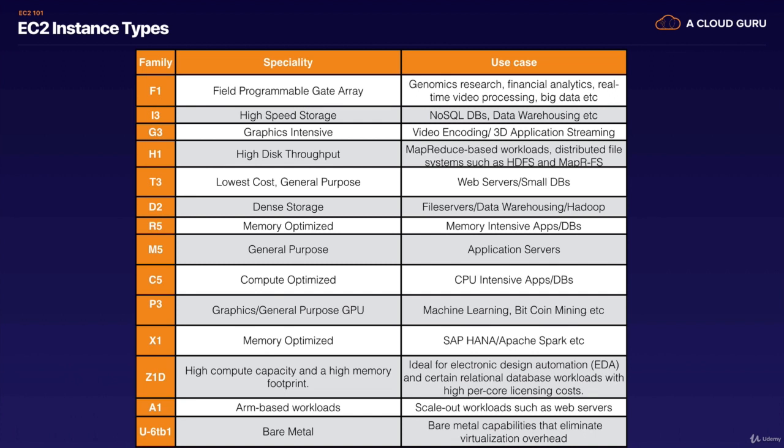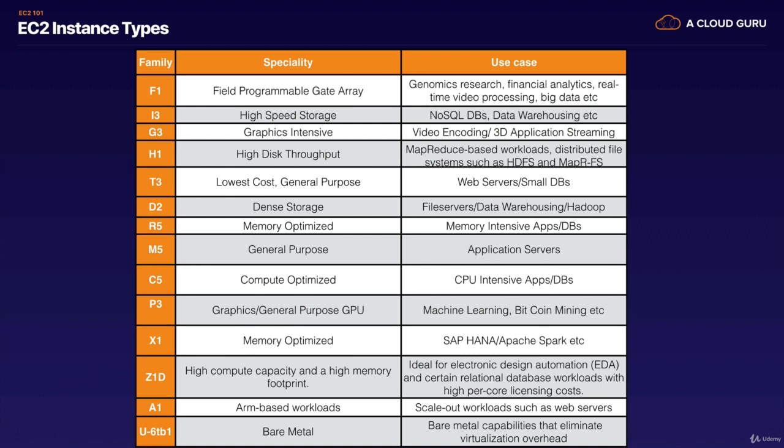We'll start with F1. So this is for field programmable gate arrays. And the use cases for this is things like genomic research, financial analytics, real-time video processing, big data, etc. If you don't know what FPGA is, go ahead and look it up. It's really interesting stuff. Effectively, it allows the chips to be reprogrammed after being manufactured, so rewired in a sense. But it's completely beyond the scope of this course, but it is interesting tech. Moving on, so we've got the i3s. These are high-speed storage, and these are used for things like NoSQL databases, data warehousing, etc.